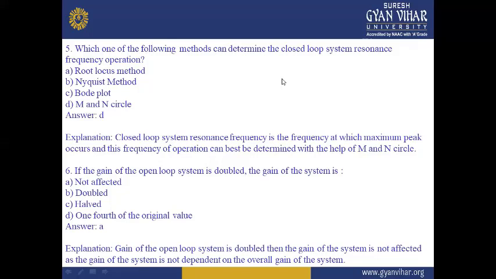The next question is, if the gain of the open loop system is doubled, what happens to the gain of the system? Then it will not be affected. Even if we increase the gain of the open loop system, the gain of the closed loop system or the overall system is not affected, because the gain of the system is not dependent on the overall gain of the system.